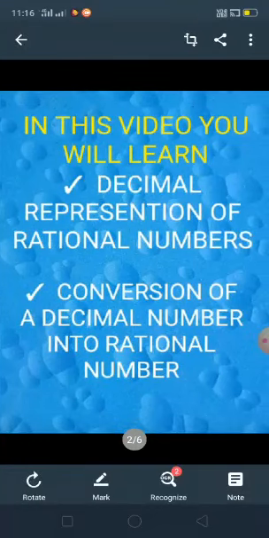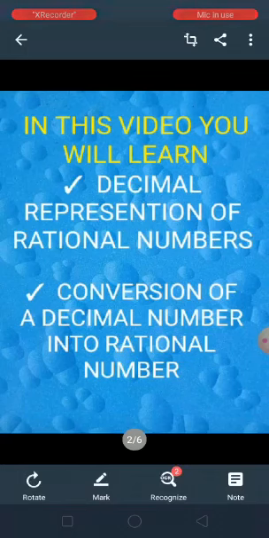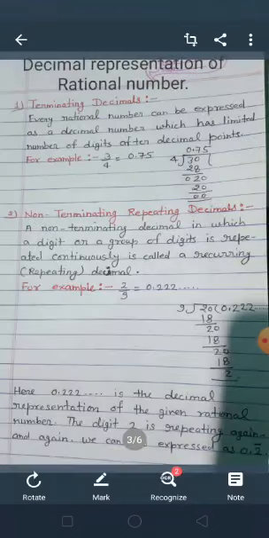Students, in this video, you will learn about decimal representation of rational numbers and conversion of a decimal number into rational number. Students, the decimal representation of rational number, the first is terminating decimal. Every rational number can be expressed as a decimal number which has a limited number of digits after the decimal point.